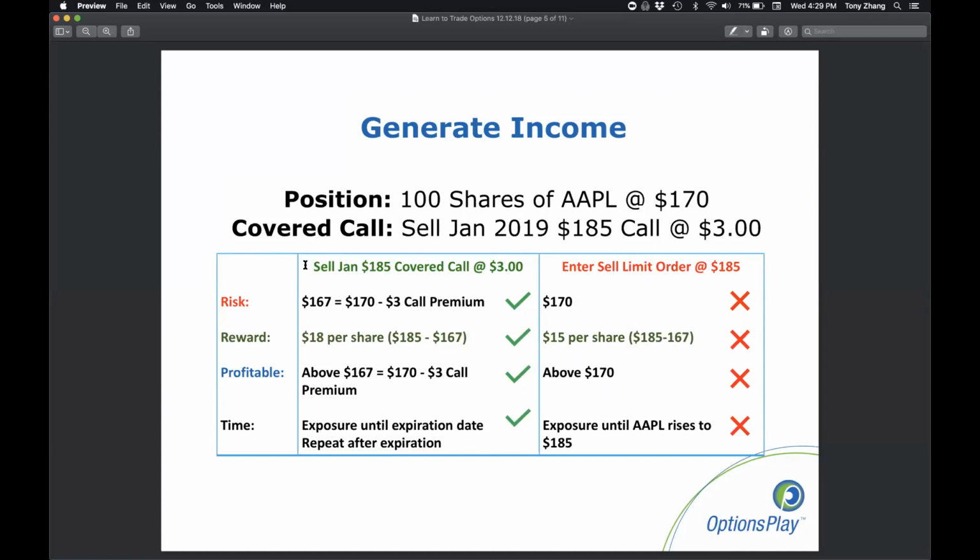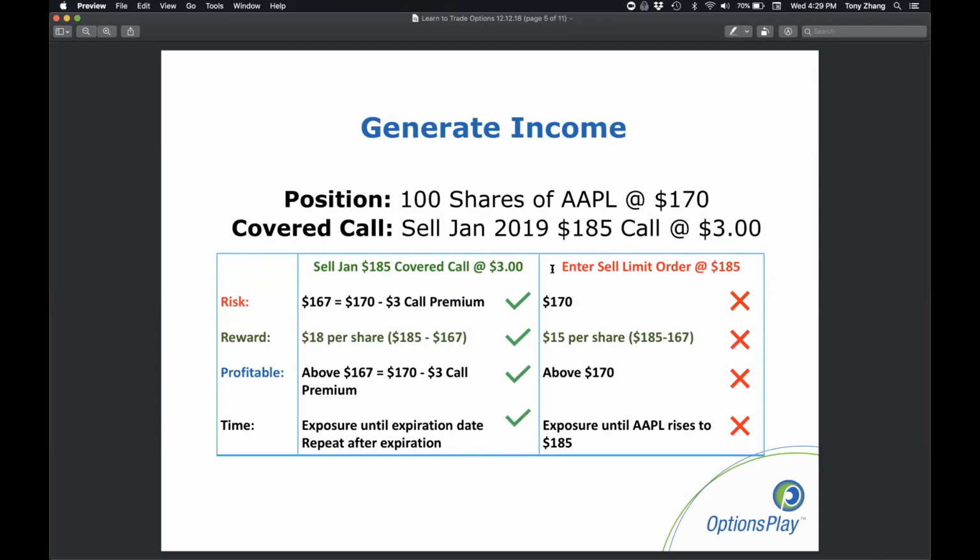So first of all, if you sell a 185 call option, here what I've done is I'm selling a January 2019 185 call, and I'm going to receive $3 income for selling that covered call. So that's one alternative if you're selling options. The other side is you simply put in a limit order to sell your stock at 185.